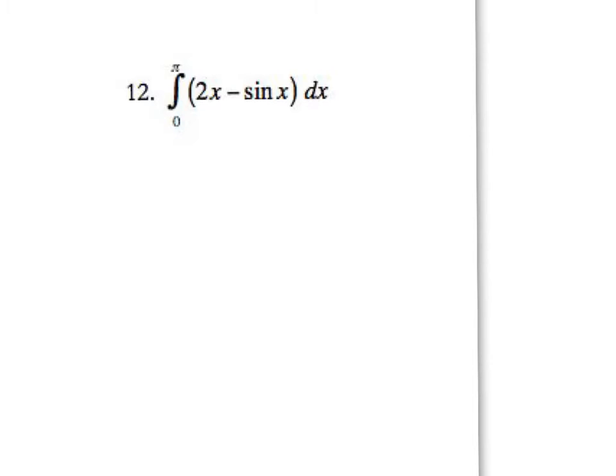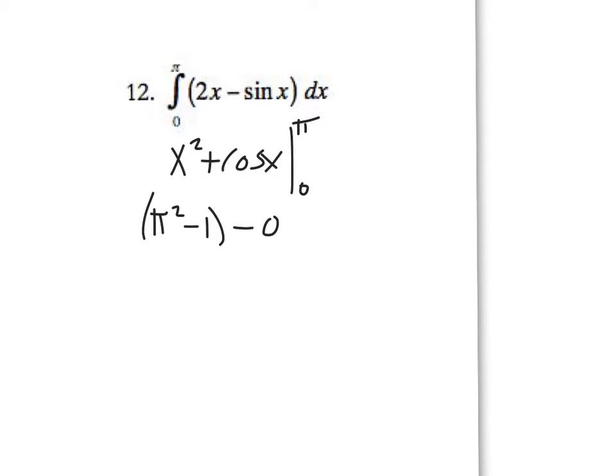For number 12, we got 2x minus sine x, and that's going to end up being 2x squared over 2, which is x squared, plus cosine of x from 0 to pi. So that would be pi squared, and cosine of pi is minus 1. And minus 0 plus cosine of 0, which is 1. Pi squared minus 1 is going to be pi squared minus 2.